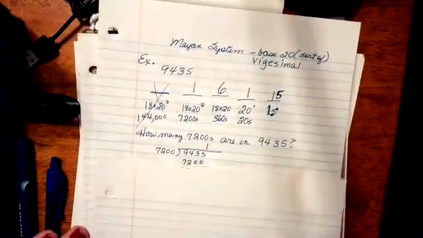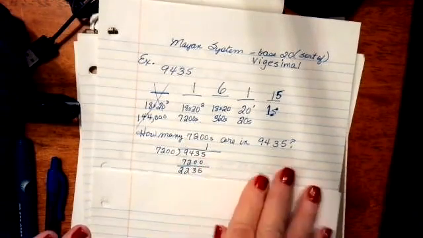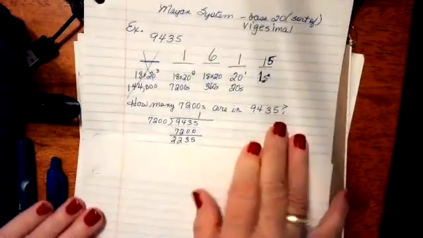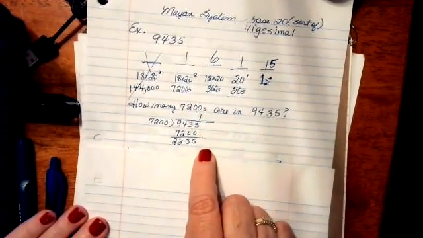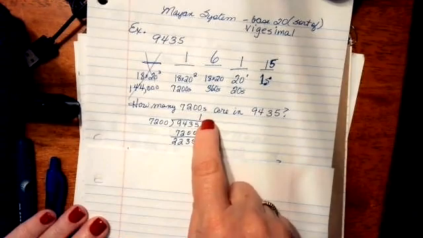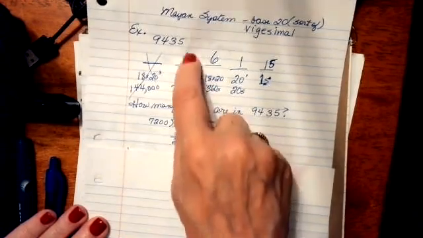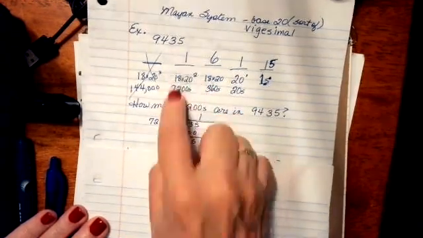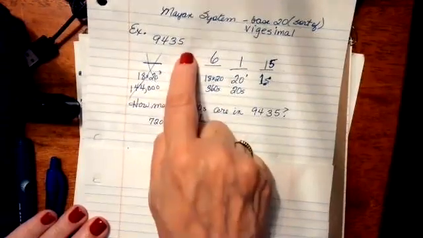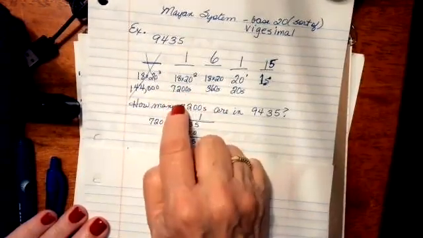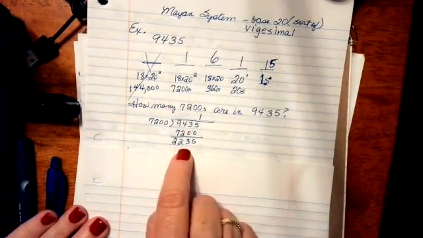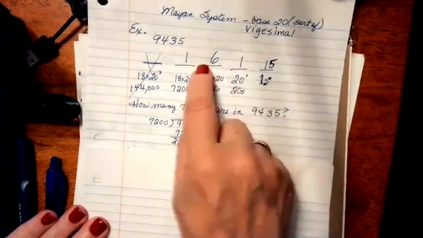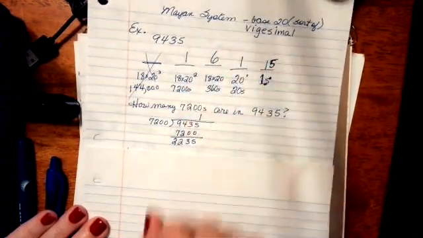So the first question is, how many 7,200s are there in the number that I'm working with, 9,435, and that's just a division problem. When I divide 7,200 into 9,435, I get a quotient of 1 with the remainder of 2,235. So that 1 goes in my 7,200s place. That 1 means I've got one 7,200. Now I've got to take 2,235 and distribute that much across these three places.